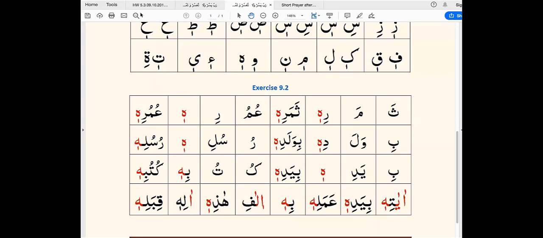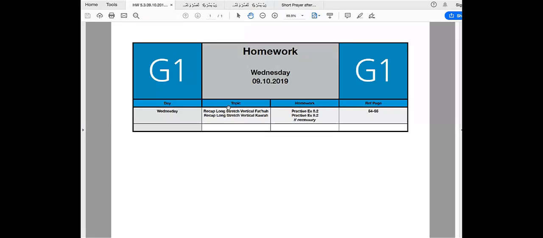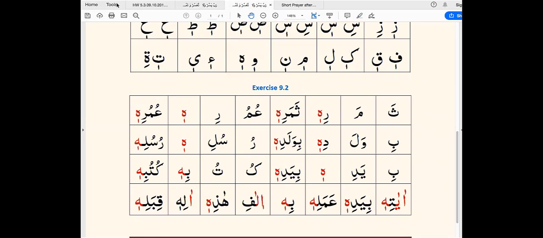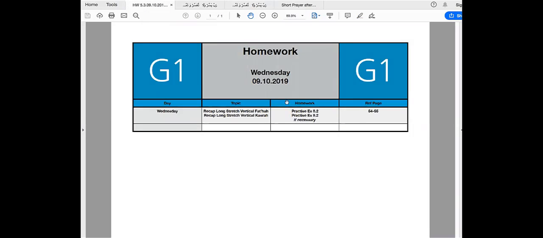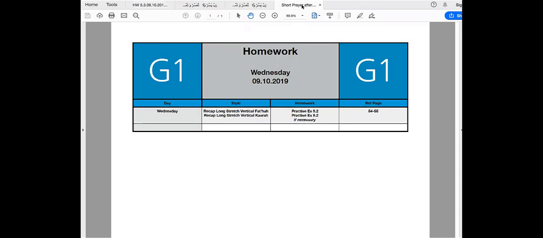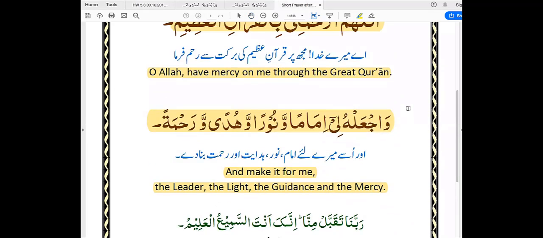Okay? So in order to keep practicing, the homework for today is exercise 8.2 that we did today, which was our vertical fatha lesson, and 9.2, which is our vertical qasr lesson. Practice both of those, please, and then tomorrow you will be starting a new lesson again. So please make sure you practice those, get really, really solid and very fluent in them, so that everything becomes easier as we go along. Okay, so we end our session today with our final prayer.